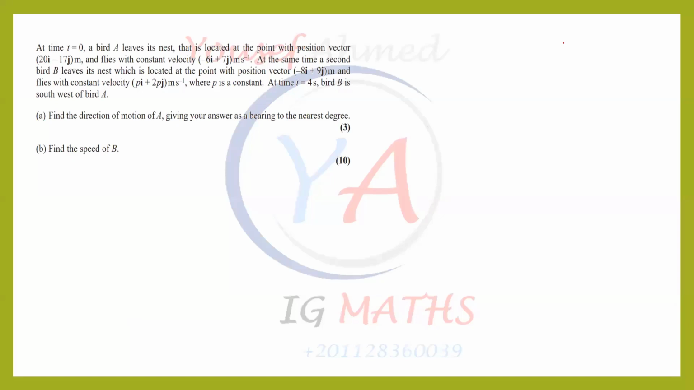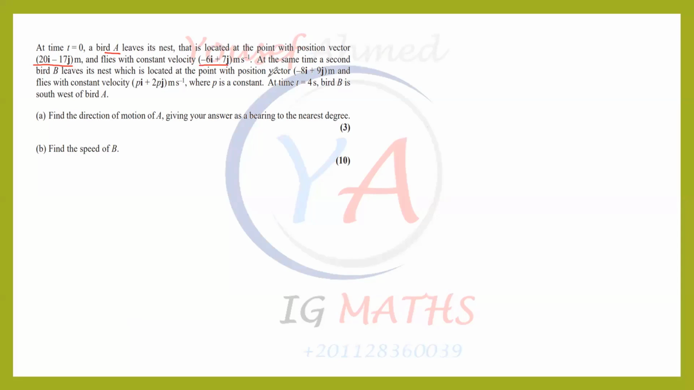At time t equal to 0, a bird A leaves its nest that's located at the point with position vector 20i minus, here we have this. Let's underline the givens. So we have at time t equal to 0, this is our r-naught for bird A, and it flies with constant velocity negative 6i plus 7j. This is the velocity for bird A.